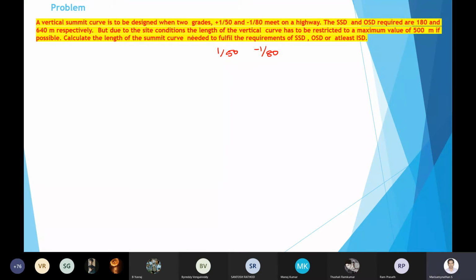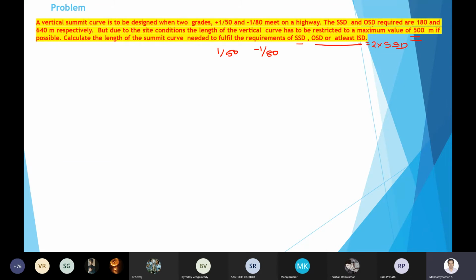But due to the site conditions, the length of the vertical curve has to be restricted to a maximum value of 500 meter if possible. Calculate the length of the summit curve needed to fulfill the requirement of SSD, OSD, or at least intermediate sight distance, which is twice the SSD value.